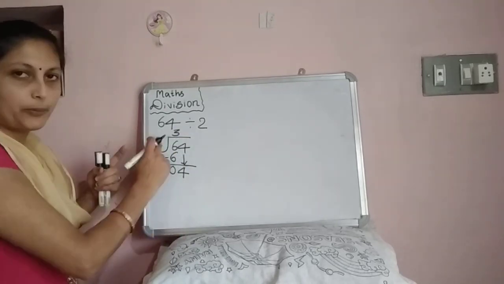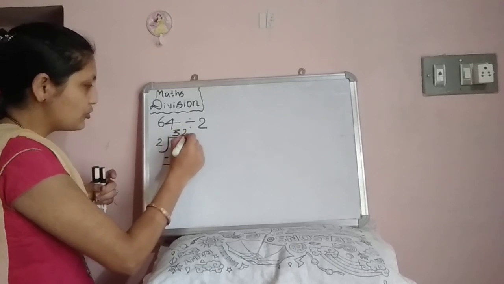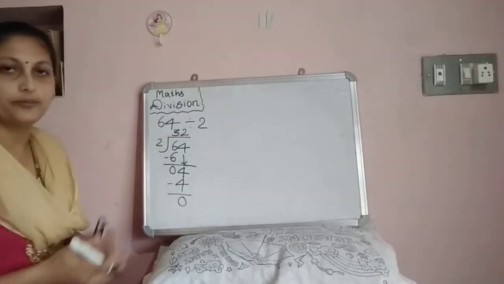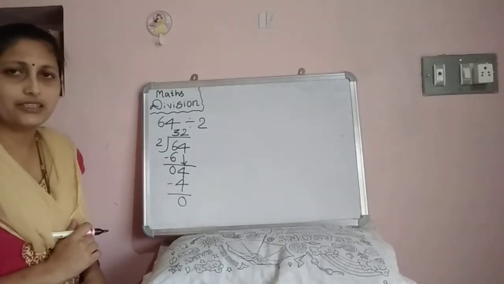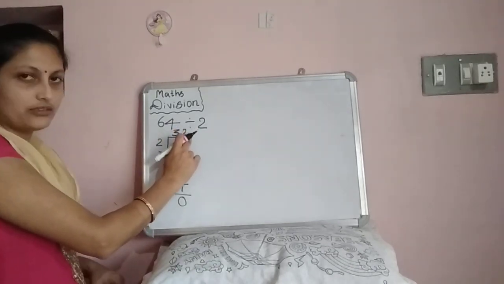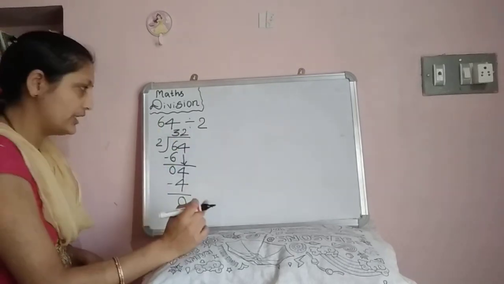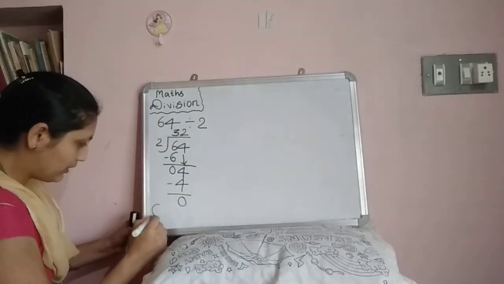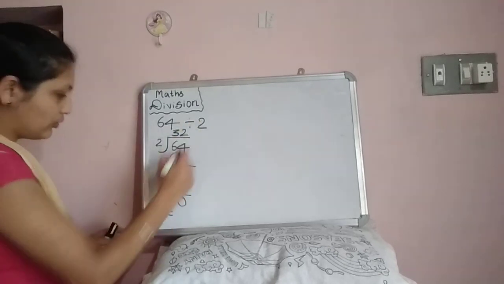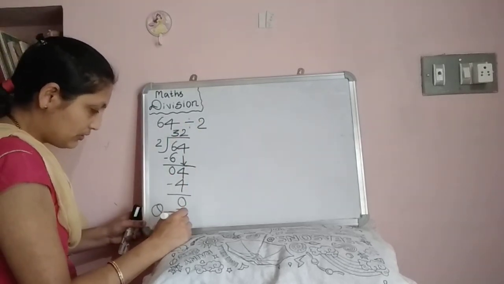Now divide this 4 by 2. 2 2s are 4. 4 minus 4 is 0. So what is the answer? Answer is 32. So this is the answer. 32. It is called as quotient. So quotient is equal to, I'll write shortly Q, okay? Q means quotient, that is equal to 32.